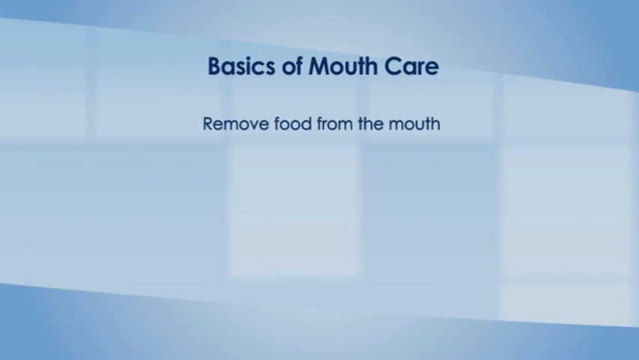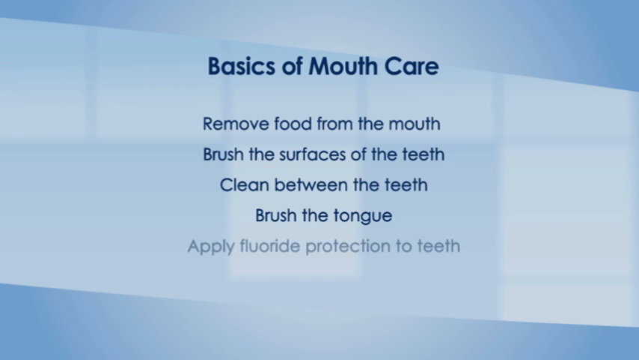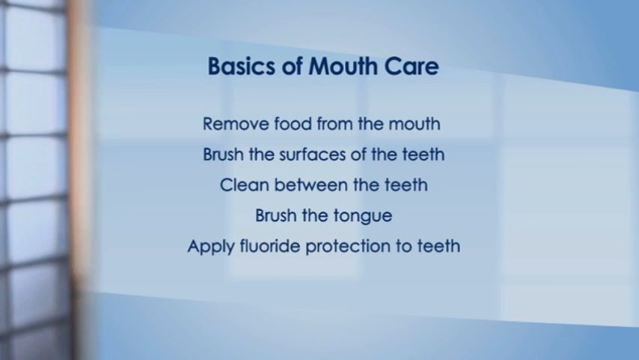All right. What are the techniques? Simply put, mouth care can be boiled down to 5 steps. First, remove leftover food from the mouth. Second, brush the surfaces of the teeth. Third, clean between the teeth. Fourth, brush the tongue. And finally, apply a fluoride paste to protect the teeth. Simple, right? Now let's get into the details.